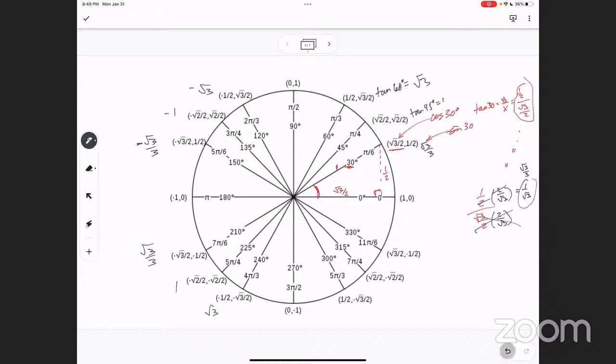And this is negative √3/3. This is -1, and this is negative √3. So those are all my tangents, and this is undefined. This is undefined, and this is 0 and 0. So those are all my tangents. The black are all my tangents.